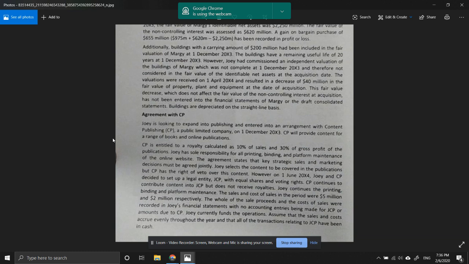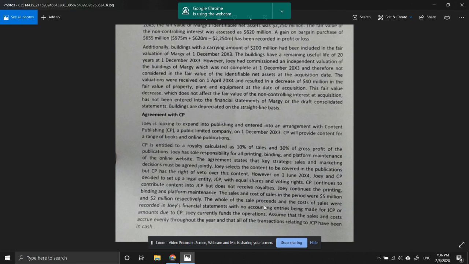However, on 1st June 20x4, Zoe and CP decided to set up a separate legal entity. Okay, so it was just joint operations before, so now it will be a JV. So separate with equal shares and voting rights. CP continues to contribute content into JCP, but does not receive royalties. Zoe continues the printing, binding, maintenance, and sales respectively.